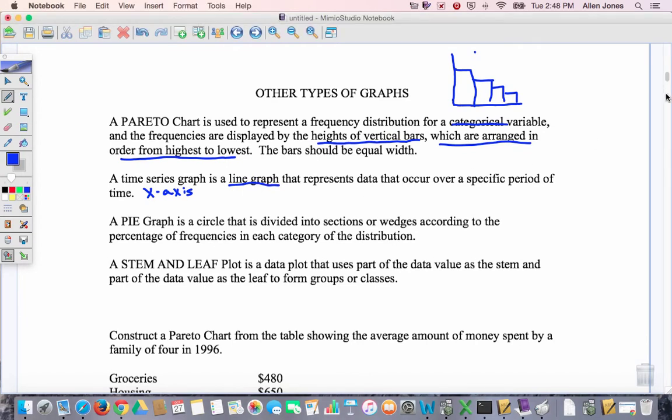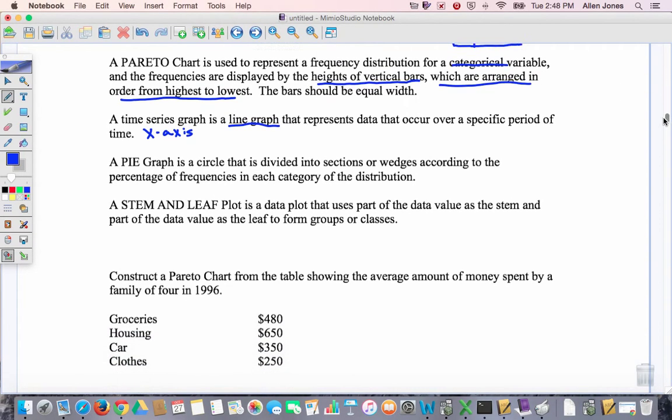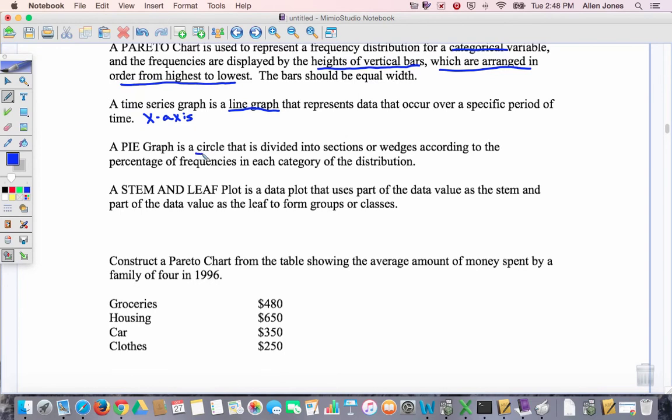A pie graph is the one you've probably seen before. Our pie graph takes that circle and divides it into different sections or wedges. This one requires the most setup work because we have to have percentages to put into our categories, and we have to convert those percentages over to degree measures so we can use a protractor to measure those angles out and put them accurately onto our pie graph.